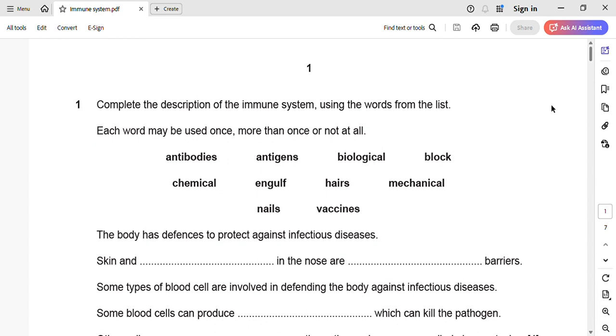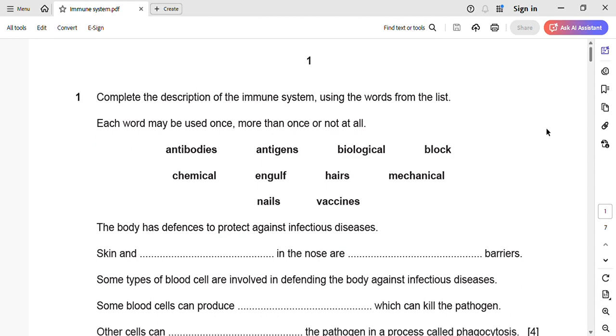In this video, we are going to revise a few concepts of IGCSE and AS and A-level biology. Today, I have taken the topic of the immune system, and we are going to discuss a few questions that are asked in past papers from this topic. So first, let's quickly have a glance at the questions from the past papers.